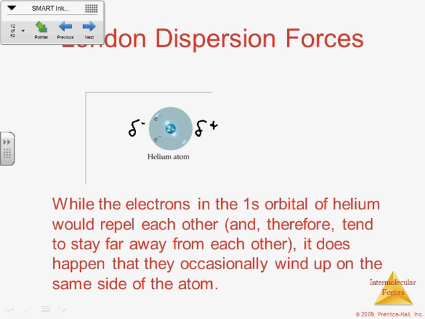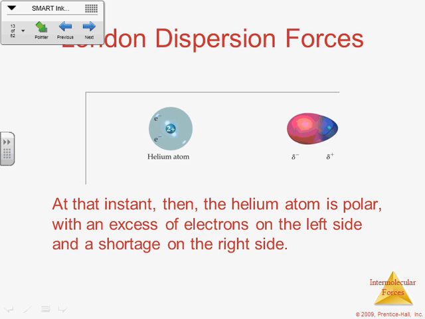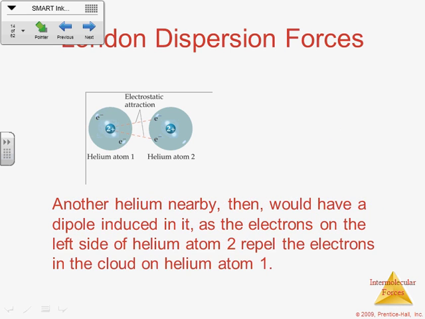So you'll get partial negative, partial positive for a second, and then it's gone. Then it reappears, and then it's gone. Then it reappears, then it's gone. So for a split second, you get that partial negative, partial positive. What happens then, if that helium atom that has this instantaneous dipole comes next to another helium atom, now because the electrons are on this side, it's going to repel any electrons that are on this side and cause a dipole in the one next to it. And so then you get a little bit of a negative, a little bit of a positive.